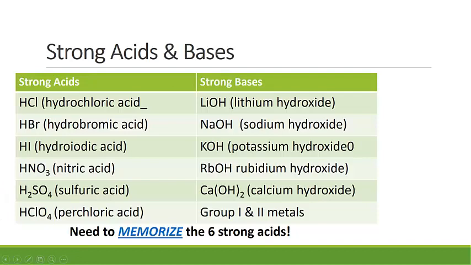Strong bases, what you need to know is that anything that combines with hydroxide from group 1 or 2, starting with lithium or beryllium, is going to be considered a strong base. So group 1 and 2 metals. You need to be able to recognize strong bases, or explain that it's anything from group 1 or 2 metals combined with hydroxide, but you do need to memorize these 6 strong acids. So copy those down, put them in your mind. Pause the video now, make sure you get those.